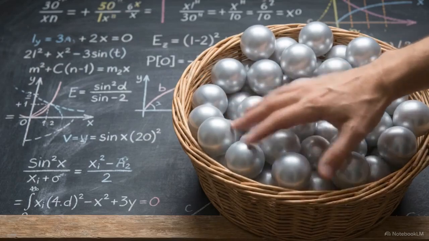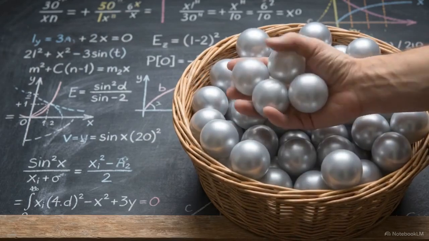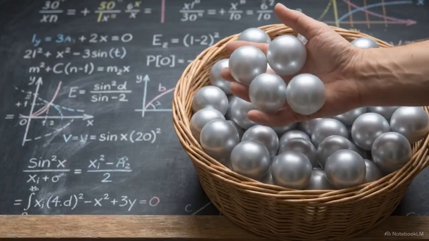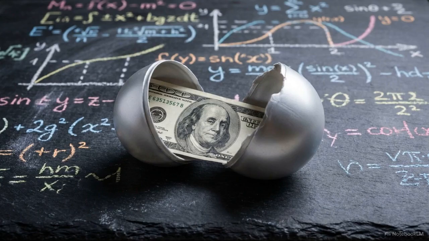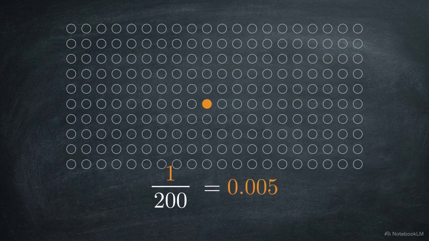Imagine you are given a specific fact about a population, and you immediately pull a sample to test it. You are standing in front of a basket containing 200 opaque plastic bubbles. The baseline assumption, the rule you have been told, is that exactly one of those bubbles contains a $100 bill. If that assumption is true, the probability of reaching in and pulling out the winning bill on your very first try is exactly 1 in 200, or 0.005.